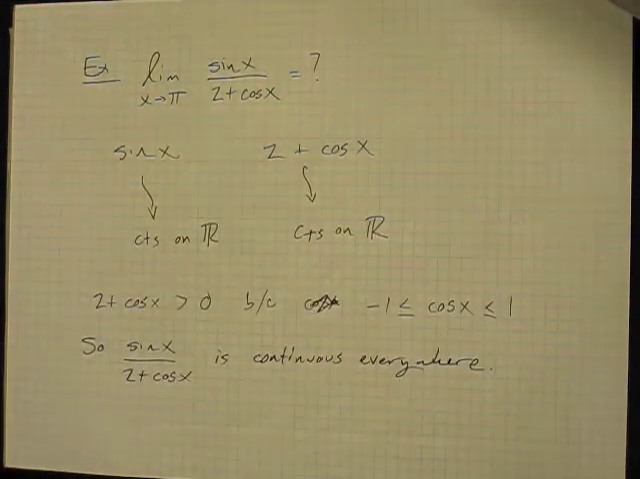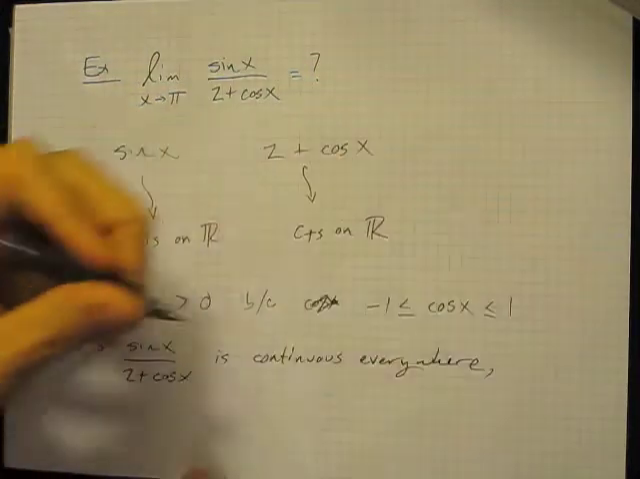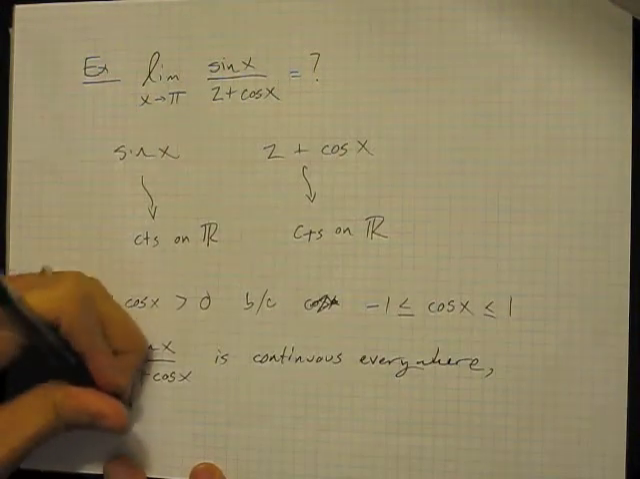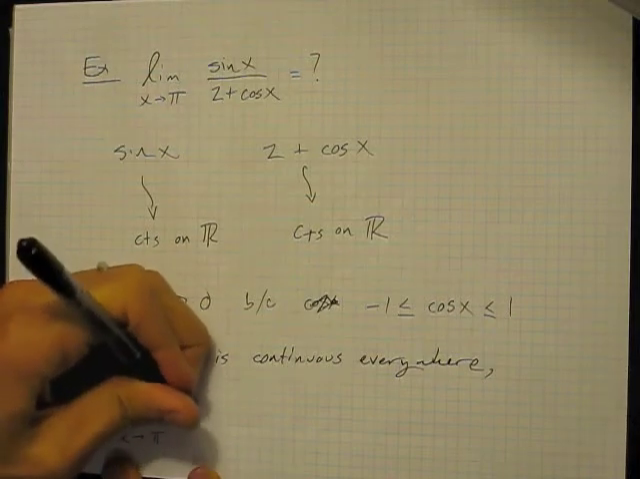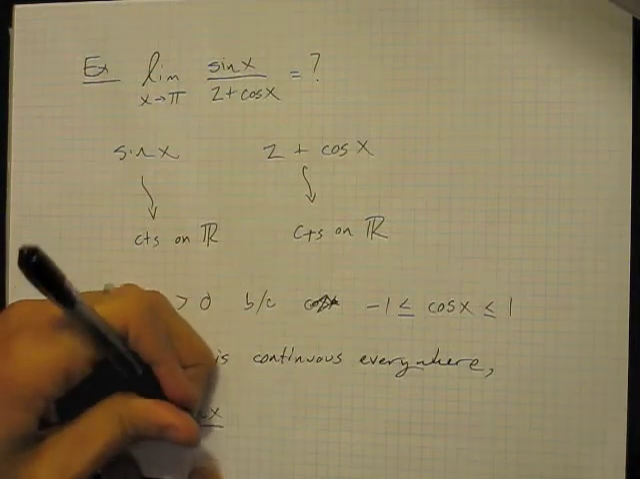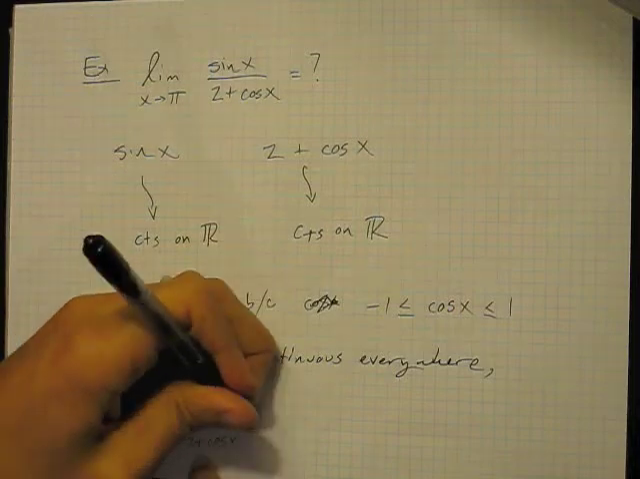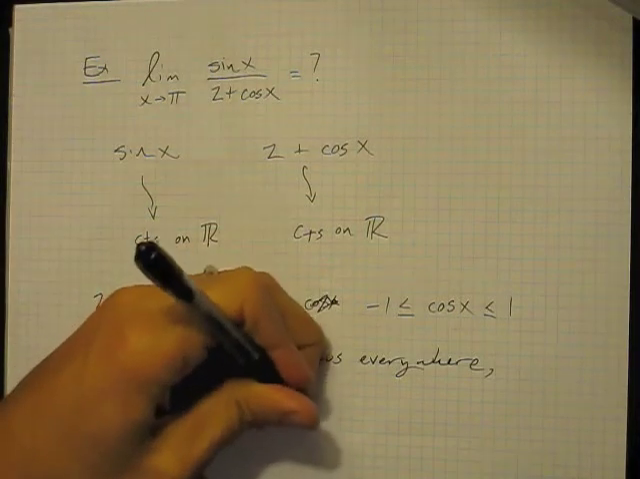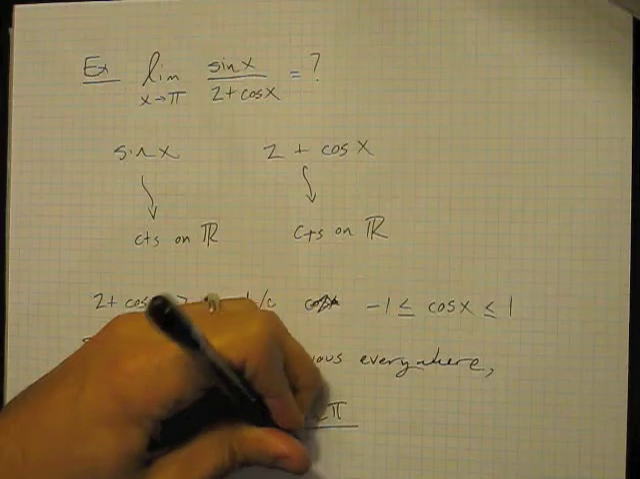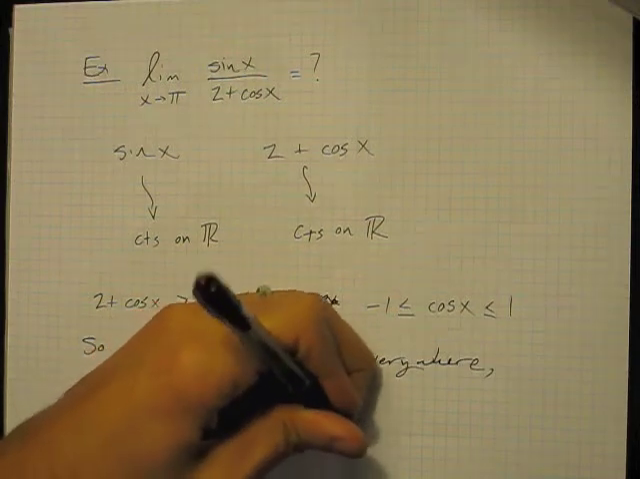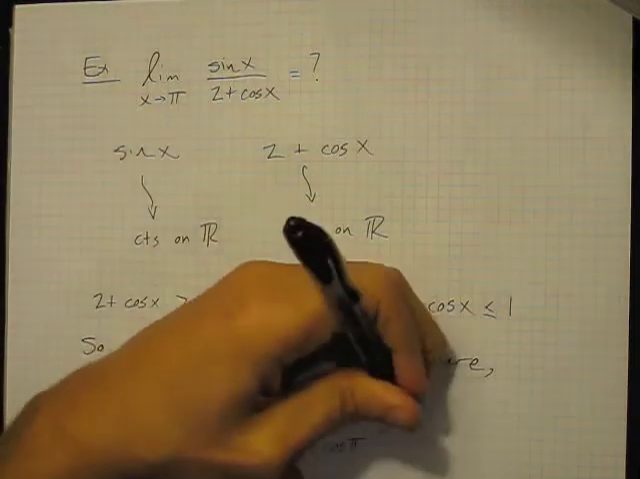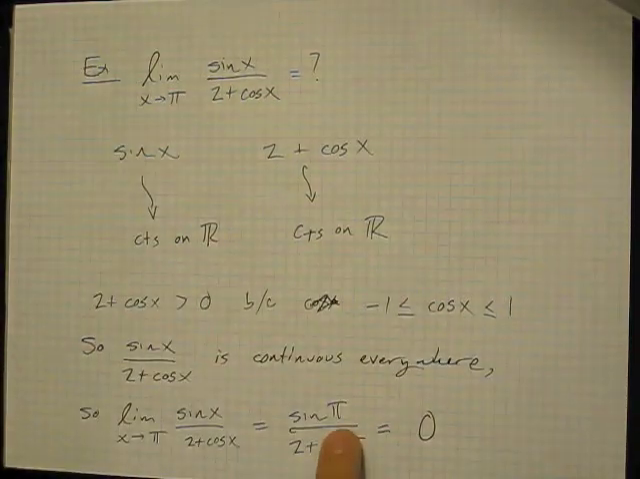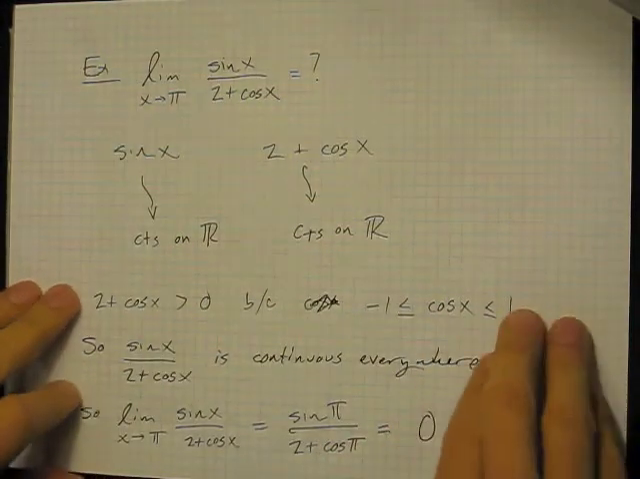So sine of x is continuous everywhere. So that means that the limit as x goes to pi of this function can just be gotten by plugging pi in. And if I know my sines and my cosines, this is equal to 0. Sine of pi is equal to 0.